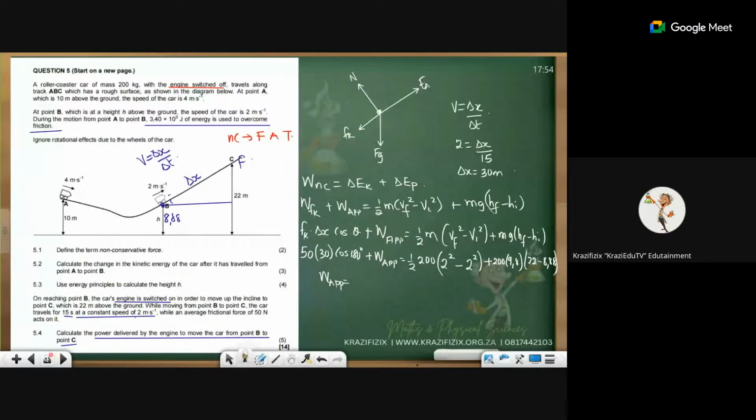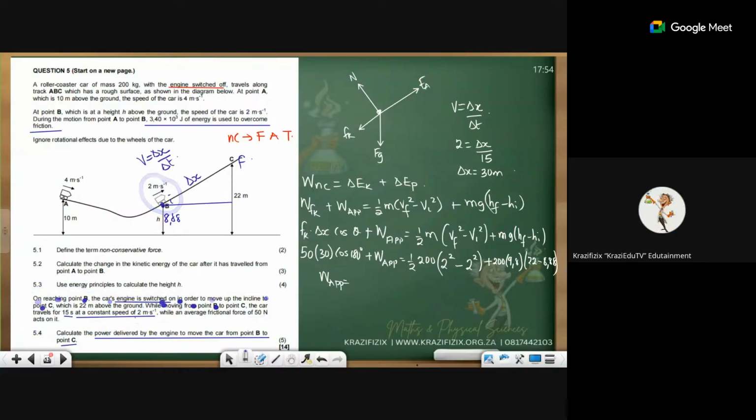Let's read two questions together. Did you read? Because that's here. On reaching point B, the car's engine is switched on in order to move up the incline at point C. What's the velocity at B? 2. Right? Yes, sir. Okay.